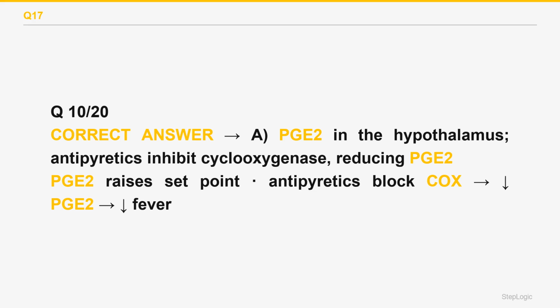This is exactly where antipyretics work. Aspirin, NSAIDs, and acetaminophen inhibit cyclooxygenase, COX, the enzyme that makes prostaglandins, reducing PGE2 production in the hypothalamus and lowering the set point back toward normal, relieving the fever. So PGE2 is the key fever mediator, and COX inhibition is the antipyretic target. Prostaglandin E2 raising the hypothalamic set point, with antipyretics inhibiting cyclooxygenase, is the answer.